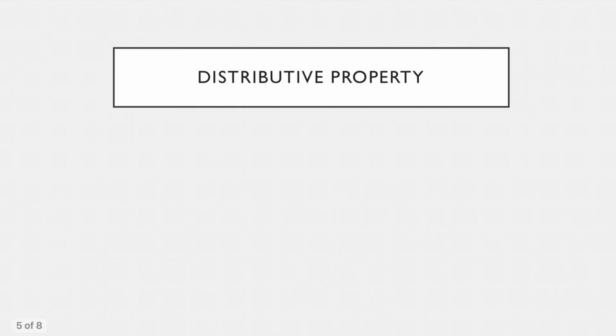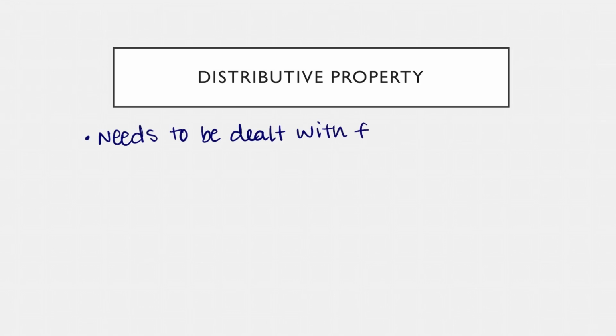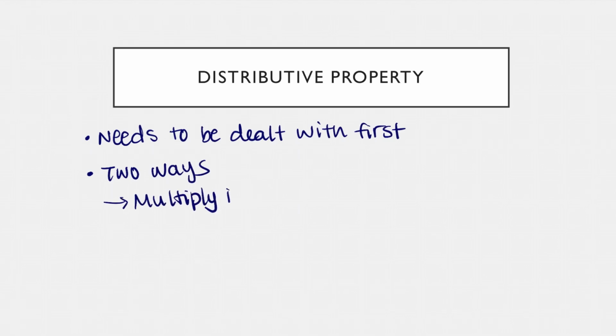The distributive property needs to be dealt with first, especially with two-step equations. And you can do it in two ways. You can multiply it in, which is why it's called distributive property, because you're distributing it to each term, or you can divide it out right away. But you can't just leave it there. You can't deal with the parentheses first. You have to get rid of the parentheses, and then you can do the two-step equation after that.